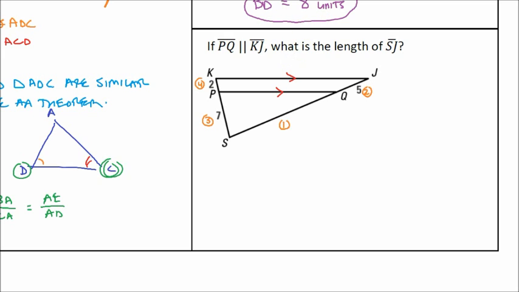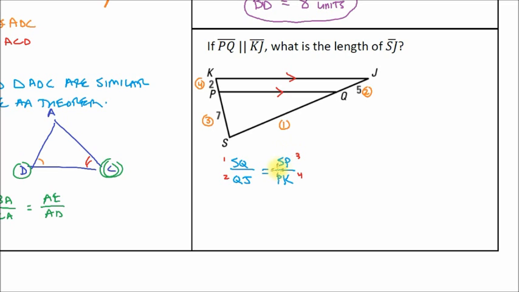Alright, let's write our proportion now. So we've got SQ over QJ is equal to SP over PK. Again, I'm going to note this so you see it. We did 1 on top, 2 on bottom, and then in the other ratio, segment 3 on top and 4 on bottom. Now we've got our proportions set up.